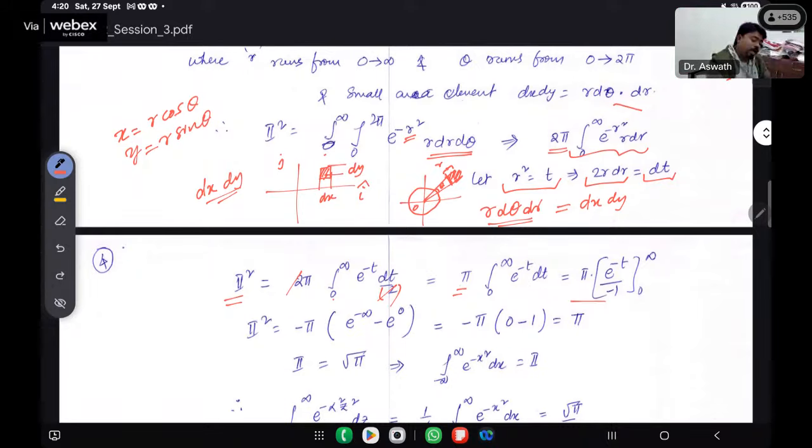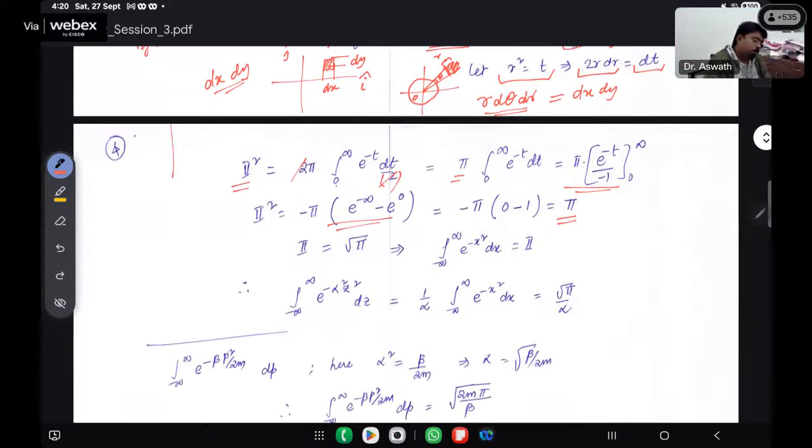If you integrate it out, what will you get? Exponential minus t divided by minus 1, from 0 to infinity. If you substitute the limits, what you get is basically the value 1, so I square is pi. I is simply the square root of pi, right?